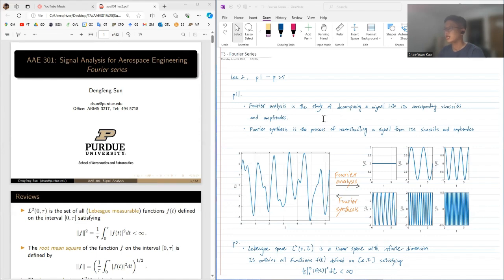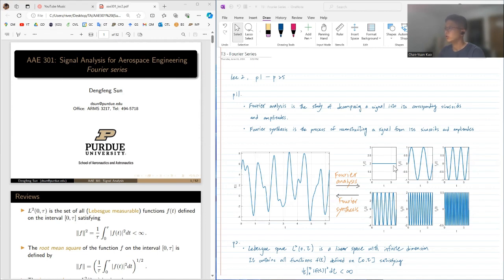To help you understand how these two concepts work, let's take a look at this example on the left. Here on the left, we have a complicated signal. If we run Fourier analysis on this signal, we can decompose it into 6 different sinusoids. And as you can see, the amplitude and frequency of each of these sinusoids are all different.